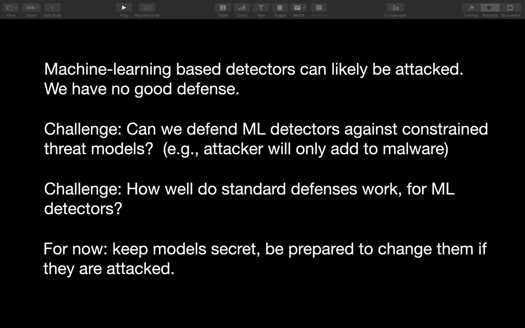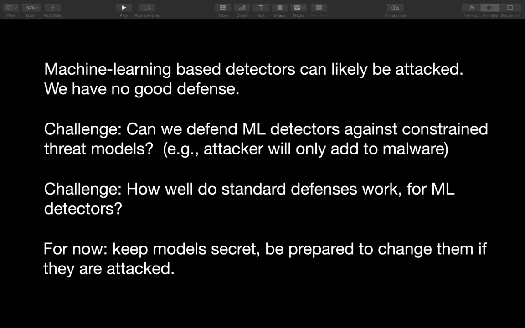Like maybe the attacker will take their malware and add a little bit of benign functionality to it in hopes that that makes it look benign. Well, can we at least stop that class of attacks? Also I think it'd be interesting to explore how well these standard defenses work for detectors in the security realm, like malware detection or spam detection. They've been studied a lot in the vision space, but there's not a lot of work looking at them in the space of security and attack detection.